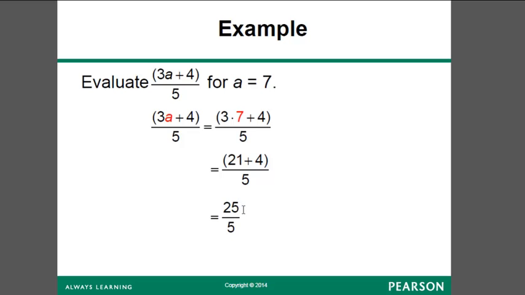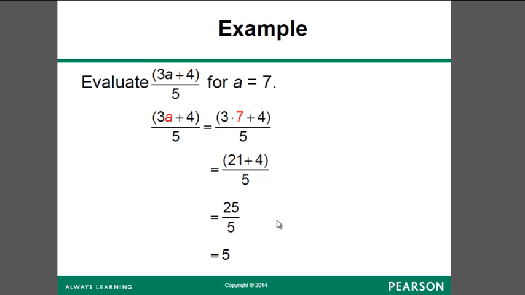Then I want to do my division, 25 divided by 5. Anytime something is written in a fraction form like this, that is the same thing as 25 divided by 5. This line right here, this fraction bar, does mean to divide. So 25 divided by 5 is 5.